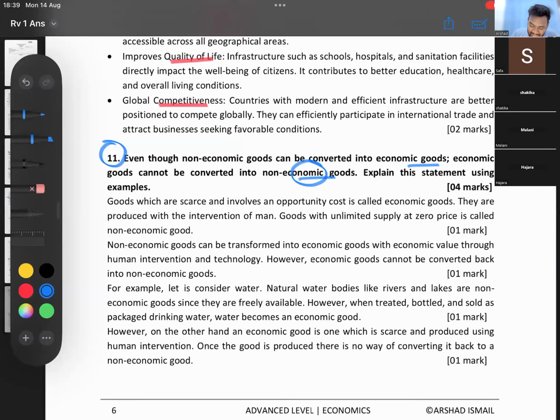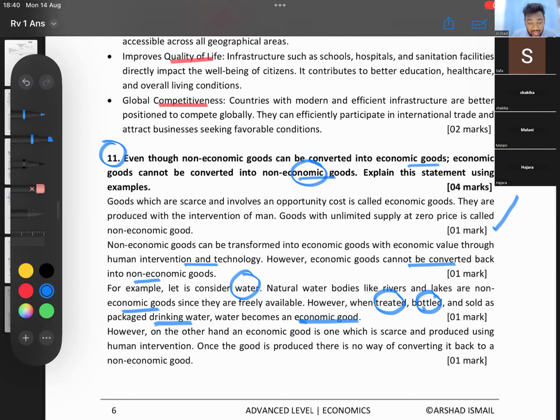So you start off with saying what is an economic and non-economic good. Then you say here non-economic goods can be converted to economic goods with human intervention and technology. However, economic goods cannot be converted back. For example, consider water. Natural water bodies like rivers and lakes can be non-economic. You have unlimited water, since they are freely available. However, when purified, treated, bottled, and sold as packaged drinking water, water becomes an economic good. So you can give that as an example, guys.